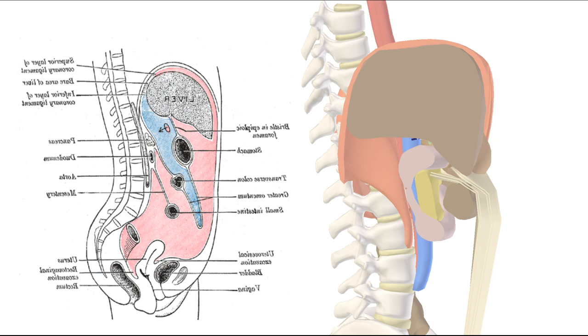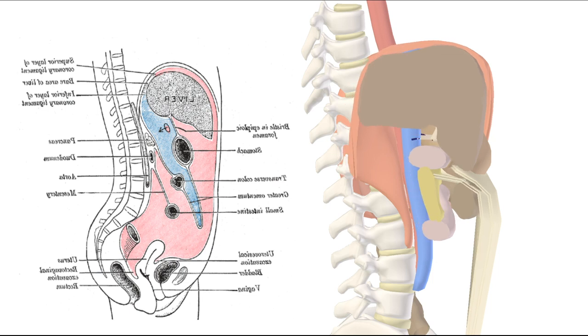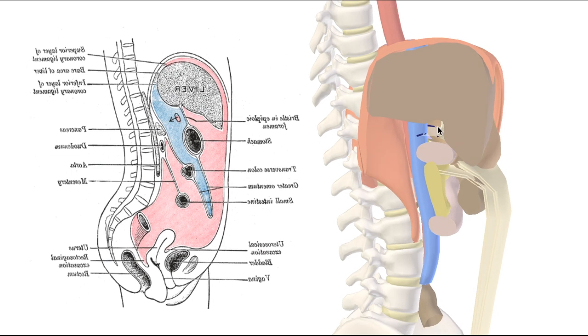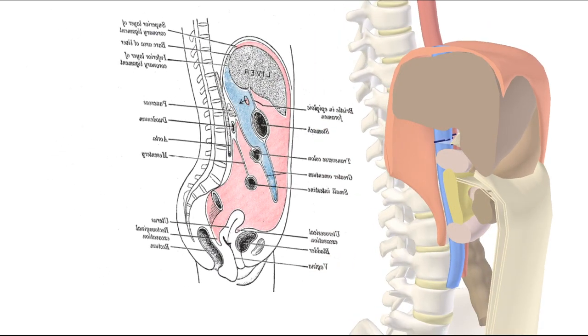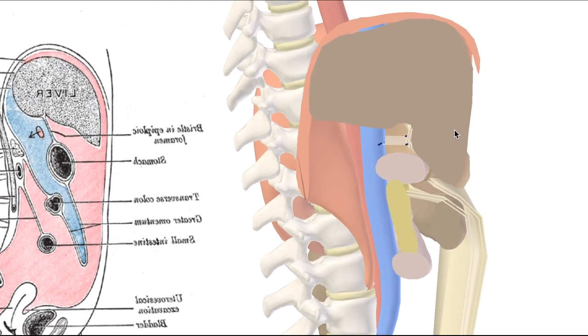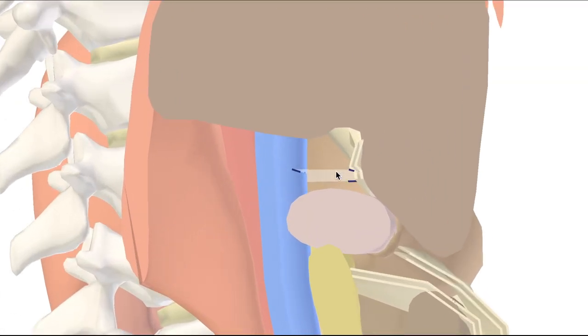Moving on. Okay, and now look at that. We have found the entrance to the lesser sac. I know that because one of the boundaries of the epiploic foramen is the IVC. So having encountered the IVC, we know we found the epiploic foramen.